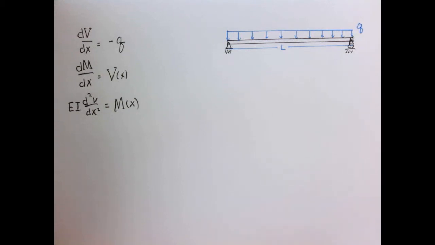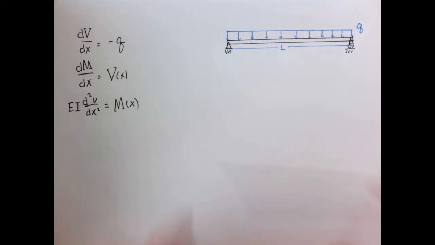So let's do one more example, which is the simply supported beam of length L under its own weight. When it's under its own weight, we consider there to be a distributed load which is constant along the length. Now really the only difference here with our previous examples is going to be the boundary conditions.